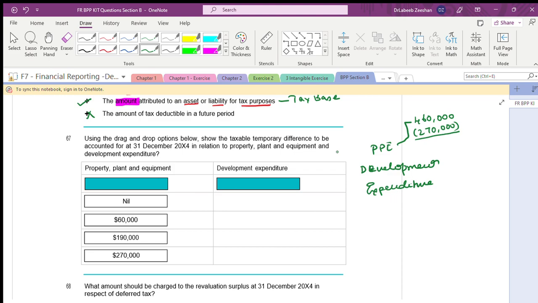If I take the difference here, this is going to be a temporary difference. Temporary difference for property, plant and equipment. This is the taxable temporary difference.